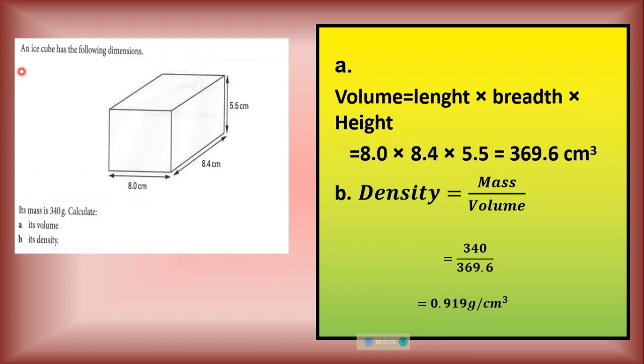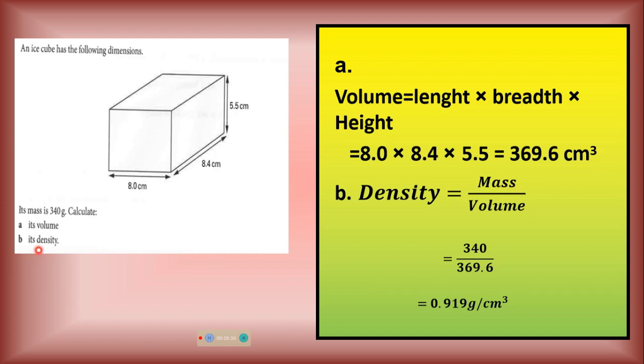An ice cube has the following dimensions. Its mass is 340 gram. Calculate its volume. Volume is equal to length multiplied by breadth multiplied by height. All dimensions have been given in centimeter. So volume is equal to 369.6 centimeter cube.